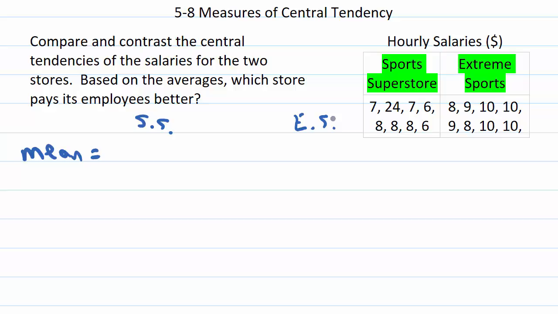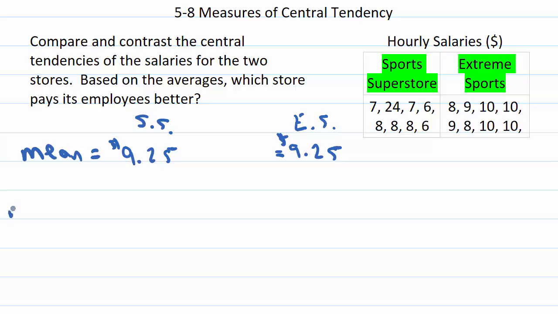So if I add up the hourly salaries for the Sports Superstore, 7, 24, 7, 6, 8, 8, 8, and 6, and then divide by 8, there's 8 sets of data here, so I end up getting about $9.25. If I add up all of the salaries for the Extreme Sports store, 8 plus 9 plus 10 plus 10 plus 10 plus 10 plus 8 plus 9, and divide by the 8 data points they have, I would get $9.25. So the mean appears to be the same.